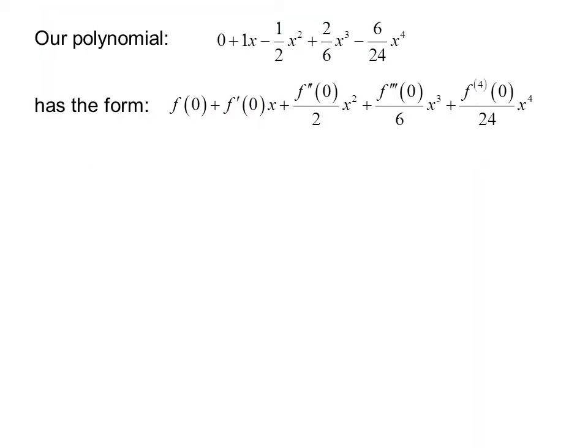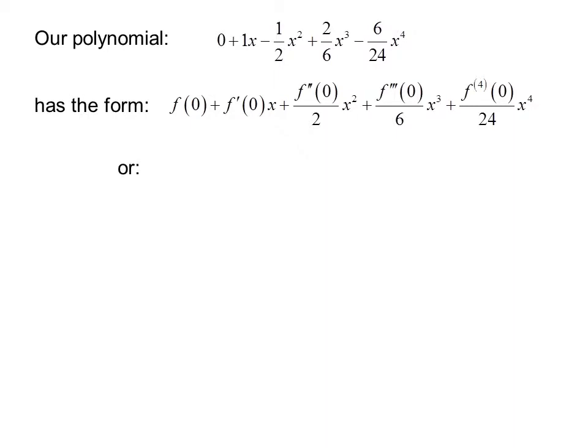Our polynomial 0 plus 1x minus 1/2 x squared plus 2/6 x cubed minus 6 over 24 x to the fourth has the form f of 0 plus f prime of 0 x plus f double prime of 0 over 2 x squared plus f triple prime of 0 over 6 x cubed plus the fourth derivative of f at 0 over 24 times x to the fourth.